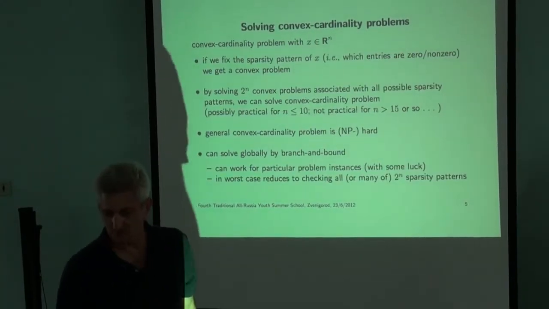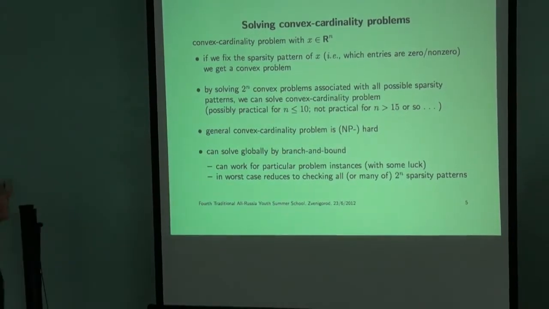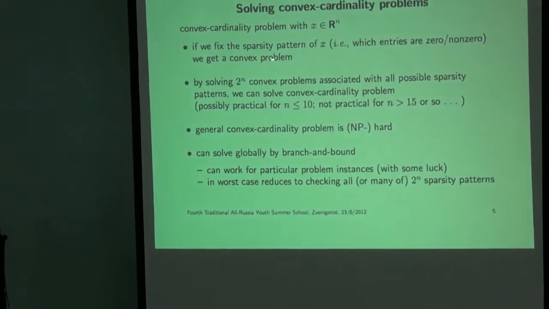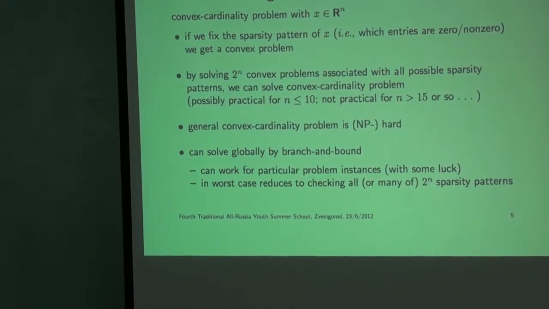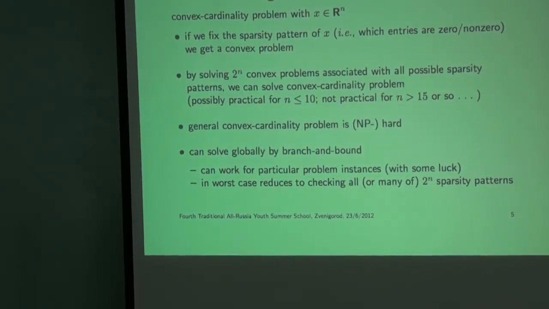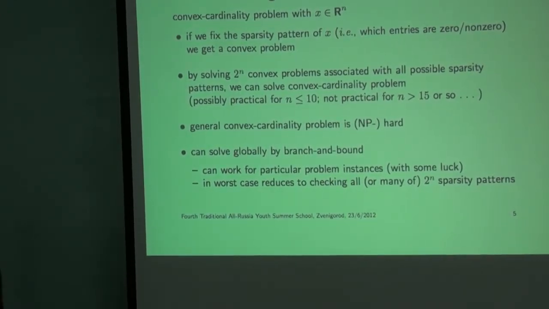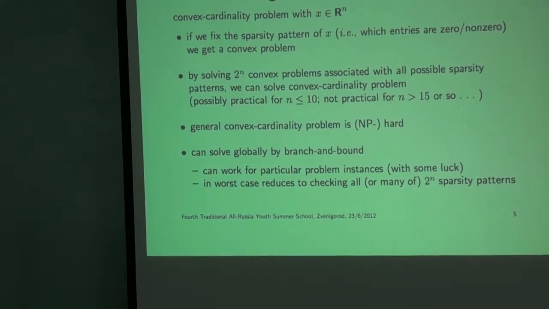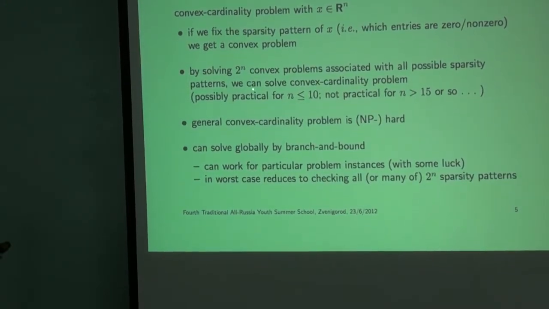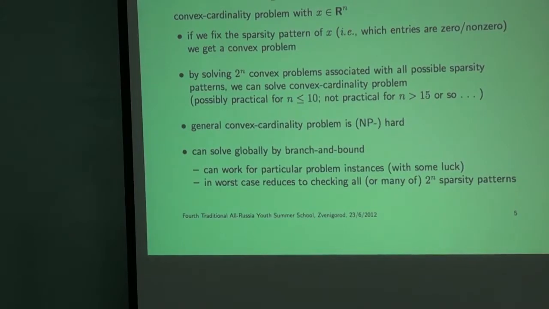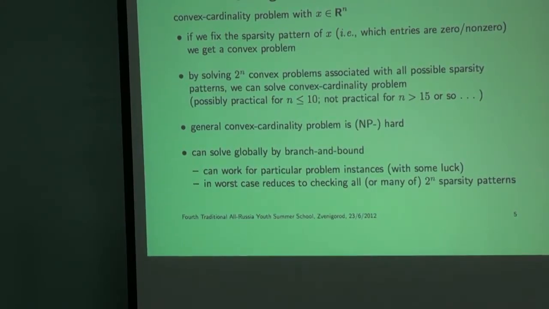Now, how do you solve them? Well, if you fix the sparsity pattern of x, so if you know which entries are 0 and which are not, the entire problem becomes convex, and we can solve it easily. So then you just solve all 2 to the n convex problems, and you're done. Actually, this is entirely possible for n less than 10. It's fine. You could probably do it for some other cases if the problem is small enough.